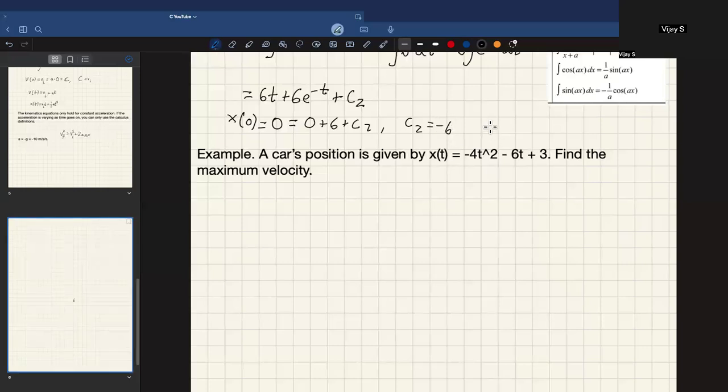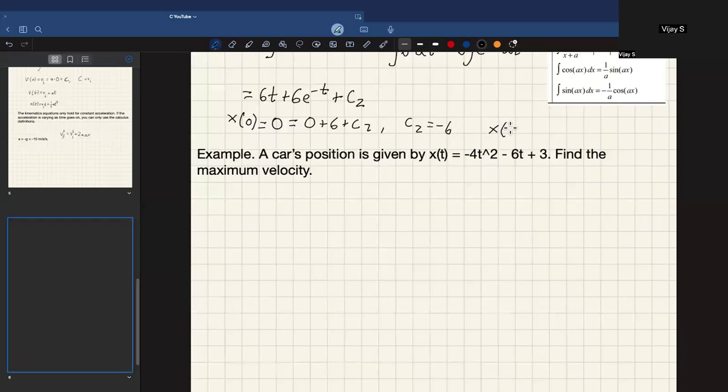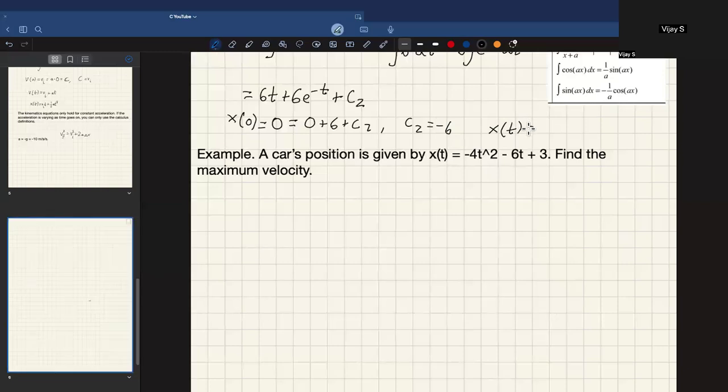And therefore, x of t will equal, I'm going to pull out a factor of 6 so I don't have to keep writing that because my laptop is kind of lagging a little bit. So 6, and then in parentheses, t plus e to the negative t minus 1. And that is your position as a function of time.